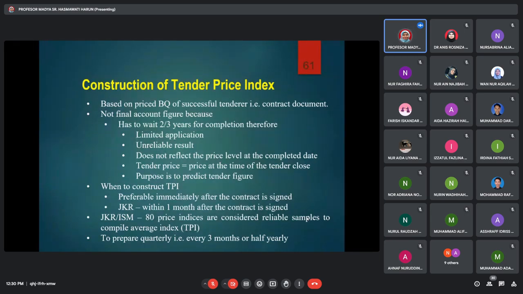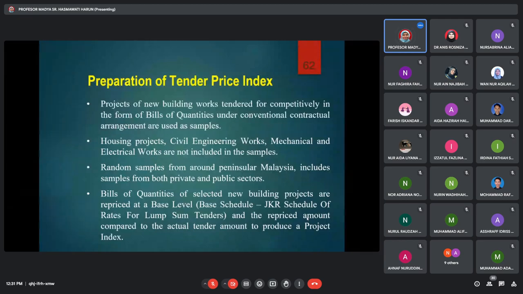Alright. What time is it now? Okay, 12:30. When to construct the index? Immediately after the contract is signed. JKR: within 1 month after the contract is signed. JKR and ISM: 80 price indices are considered a reliable sample. I would say 50 or 100, but I know of projects with only 3 or 5, for example rare projects like diamond buildings and green buildings. We don't have many green projects yet, you can count them on your fingers. So we prepare every 3 months or every half a year because of very rapid fluctuations.